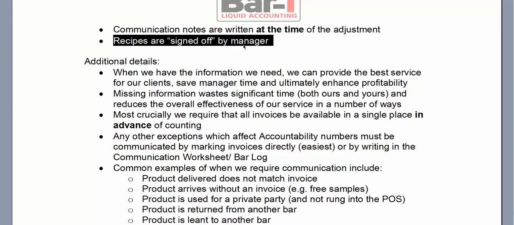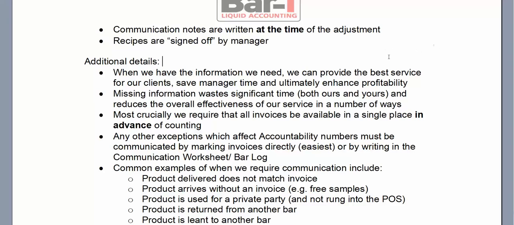And as mentioned, it's important that we have your collaboration on one element of communication, which is signing off on your recipes. So some boring details here. When we have the information we need, we can provide the best service for our clients. We'll save your managers or you time, and ultimately we'll do a better job of improving your profits.